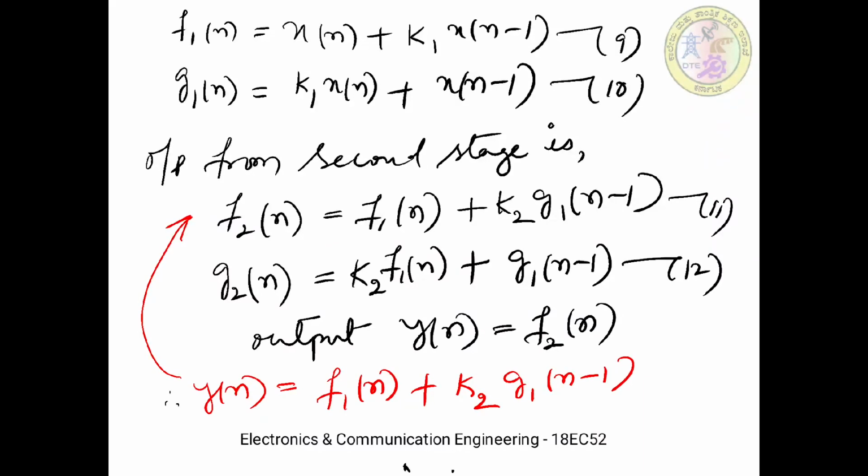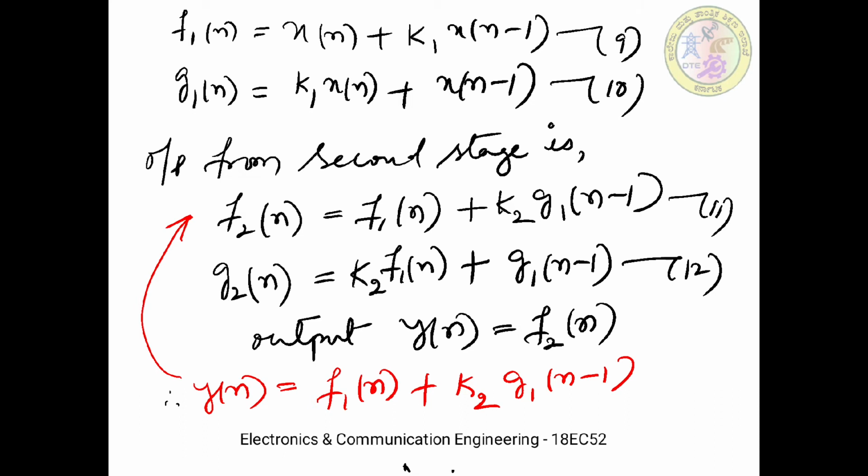Now in this equation we can substitute what f1 is, as well as this other term g1 of n minus 1. We need to represent the final output equation y of n in terms of the input x of n. Whatever f0, f1 as well as g1 are there, they are all intermediate results. So we need to convert them back in terms of x of n, x of n minus 1, x of n minus 2, etc. So now we will derive the final y of n equation for this second stage lattice structure by just replacing the f1 and g1 terms.